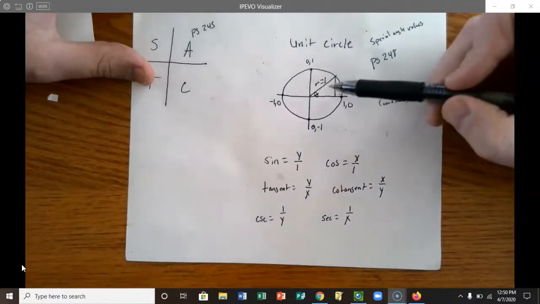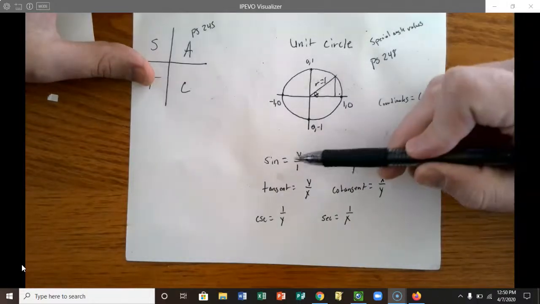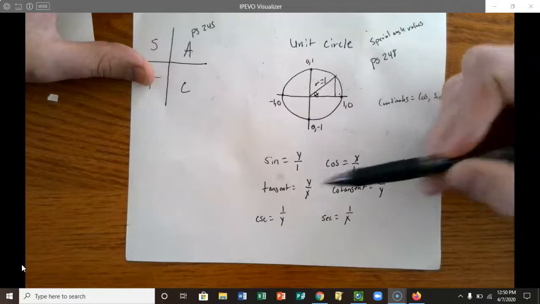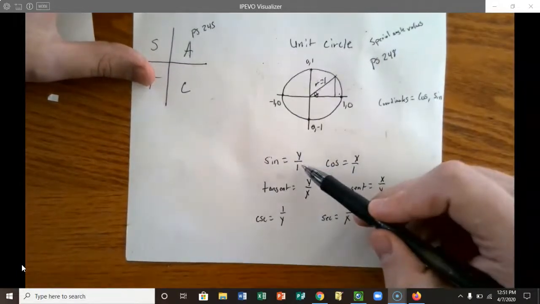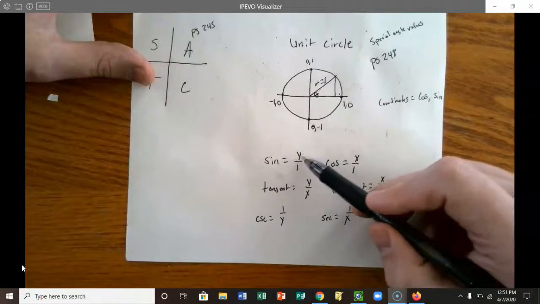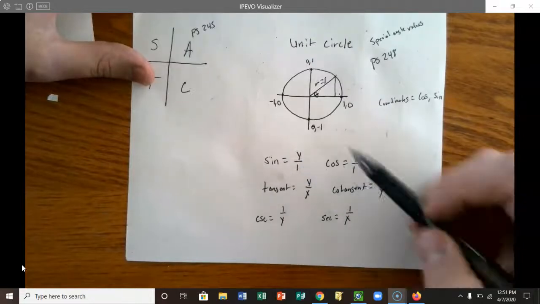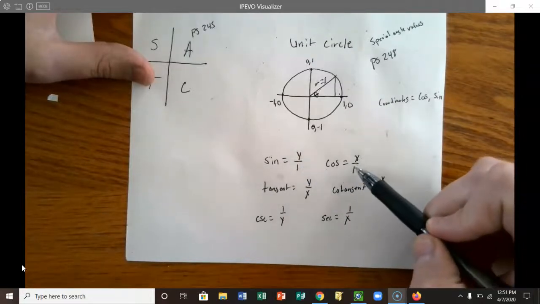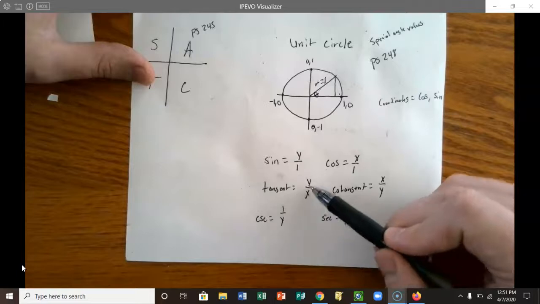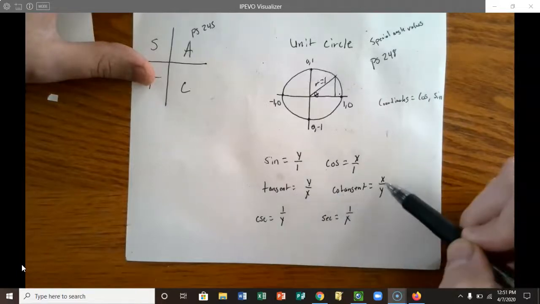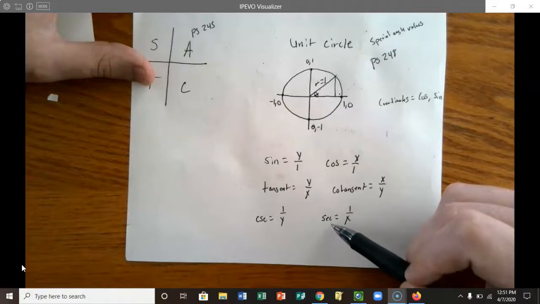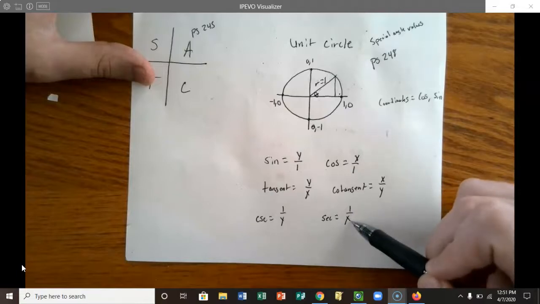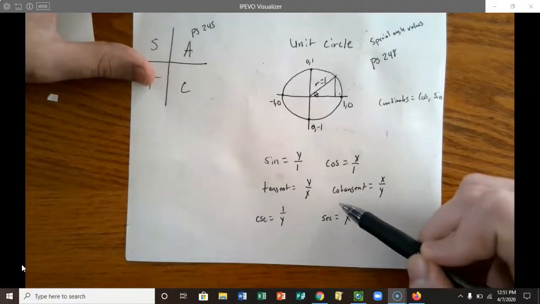Since we've standardized r, it's also changed our sine, cosine, tangent, cotangent, cosecant, and secant functions. So now instead of being over r, sine is y over 1, or just y, cosine is x over 1, or just x, tangent is y over x, cotangent is x over y, cosecant is 1 over y, and secant is 1 over x. So it standardizes it.